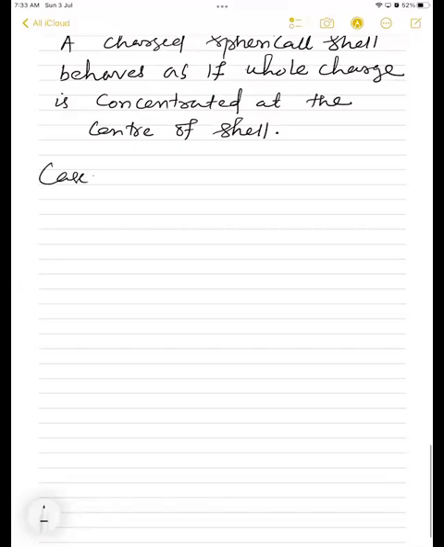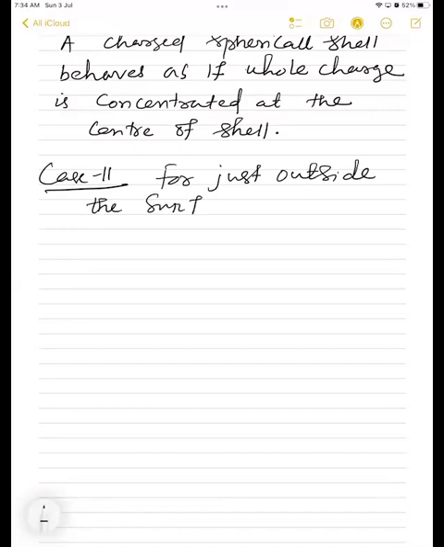Then play case 2, for just outside the surface, right? Means on the surface. Just outside, r is equal to R, right? For just outside the surface, r is equal to R, right?